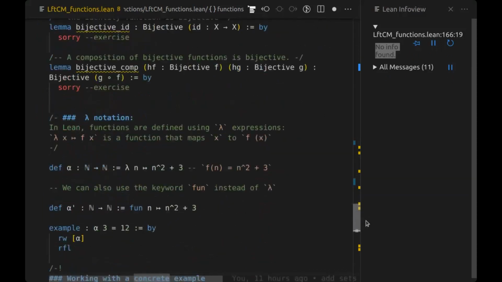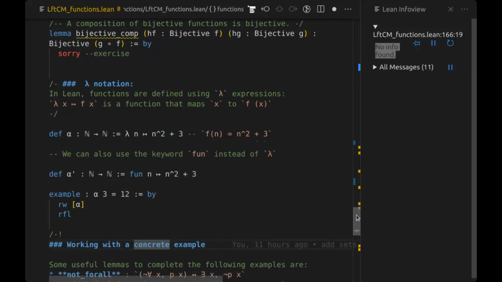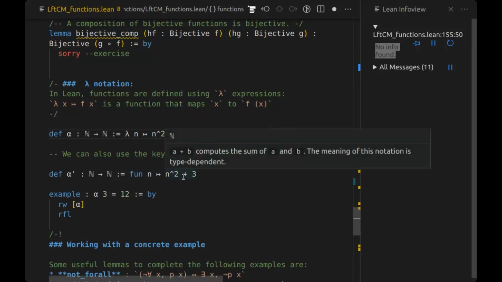Yeah. So the last part of this file is talking about lambda notation. So in Lean, if I want to define a function, I can use the notation lambda x maps to f of x. So that is the function that sends the value x to the value f of x. So for example, here I can do lambda n maps to n squared plus 3. And also, instead of using the symbol lambda, we can just use the keyword fun. And this has the same effect. So we can do fun n maps to n squared plus 3.